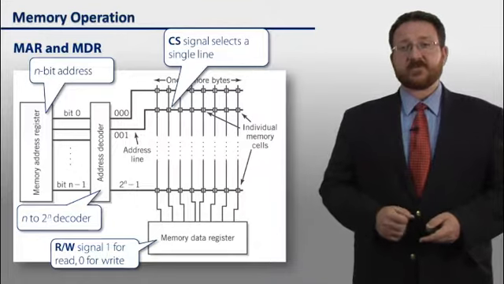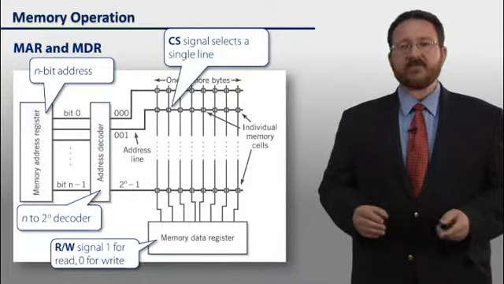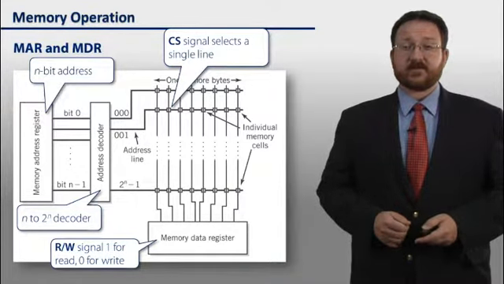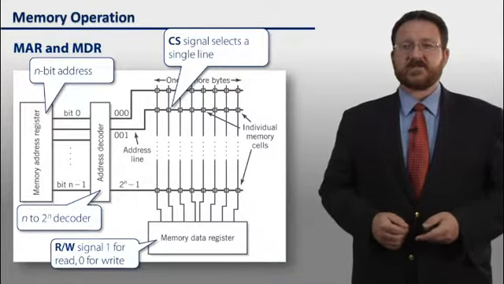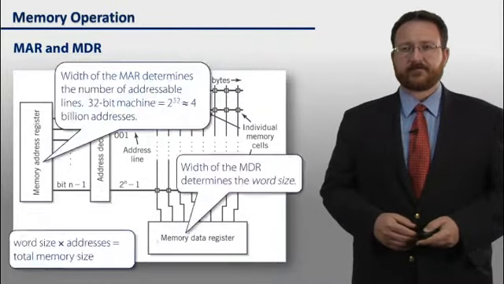We then assert the chip select, which turns on that one single line, and so all of the other memory is quiet while we see what comes out of that one single line. Then the read-write signal is asserted, a 1 for a read or a 0 for a write, determining whether or not we're writing to memory or reading from memory.